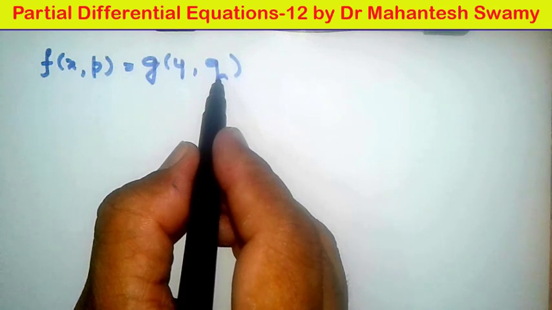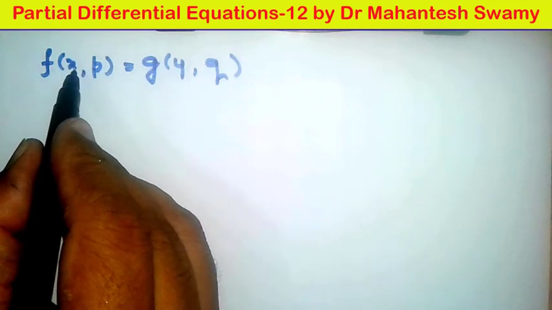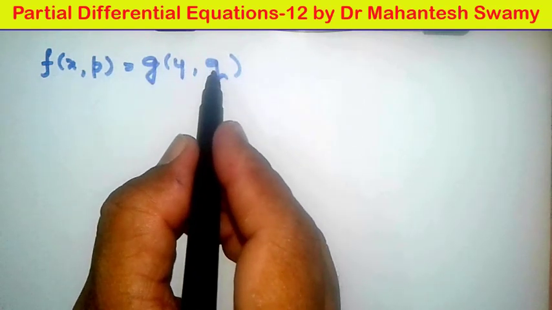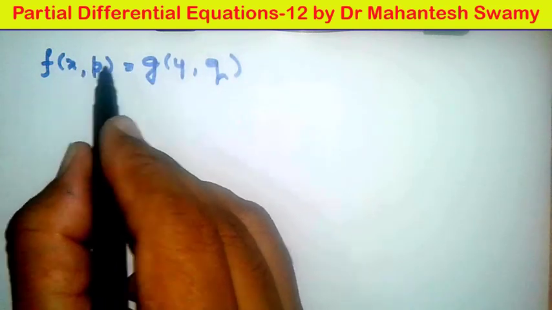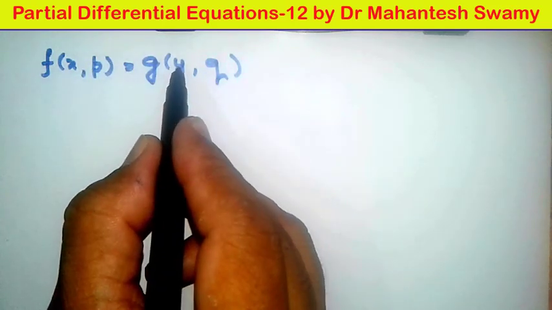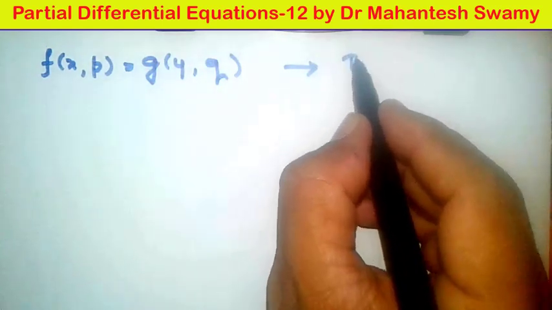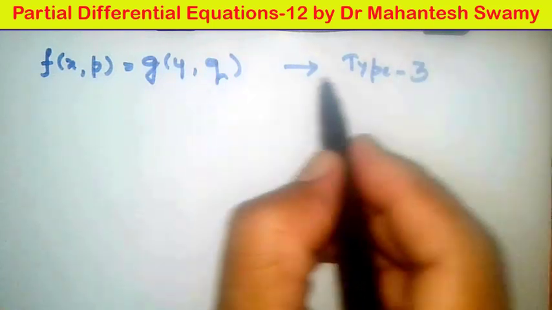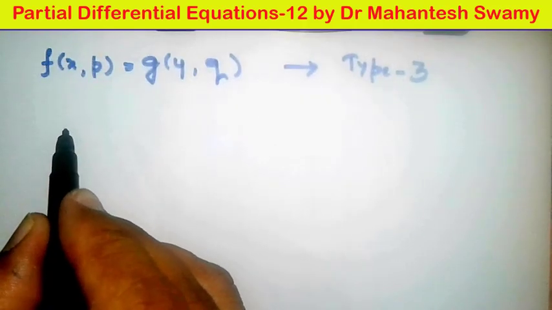One more important thing to be noted here is that the x and p terms will be on the left hand side, and the y and q terms will be on the other side. In this way we can arrange the terms of the given partial differential equation. Such a partial differential equation is called a partial differential equation of type number 3. Again we have to note that it will be a first order non-linear partial differential equation.